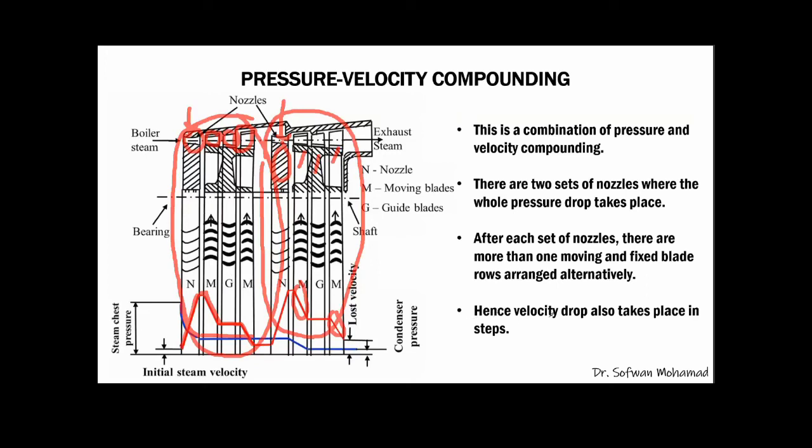So hence velocity drop also takes place in steps. So in pressure velocity compounding, the pressure drop takes place in stages, as well as the velocity drop. We have also another type of steam turbine, which is the impulse reaction steam turbine. Now we just talked about the impulse steam turbine, but we will look into the reaction steam turbine as well.